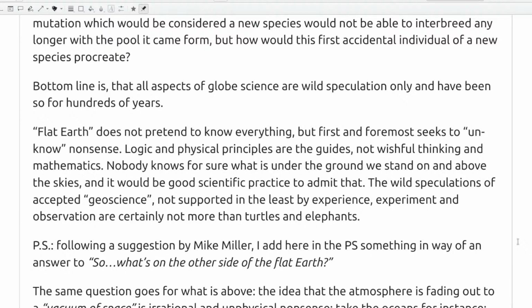Nobody knows for sure what is under the ground we stand on and above the skies, and it would be good scientific practice to admit that. The wild speculations of accepted geoscience, not supported in the least by experience, experiment, and observation, are certainly not more than turtles and elephants. Wow.